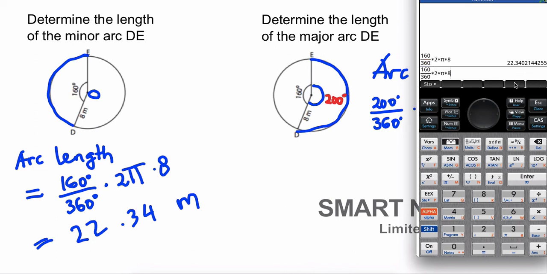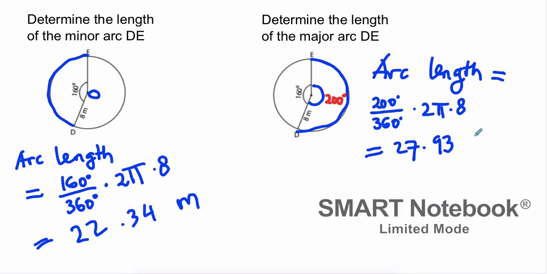So we will try and use the calculator again. I can copy this actually, and then the only thing I have to do is to replace the angle by 200 instead of 160, and then the rest is the same, 2 times pi times 8, and press enter. 27.925, so to 2 decimal places it will be 27.93, because this is 5. So 27.93, and the unit is meter in this case.